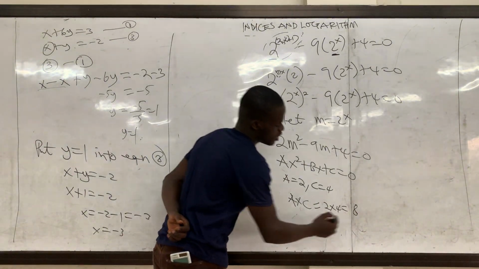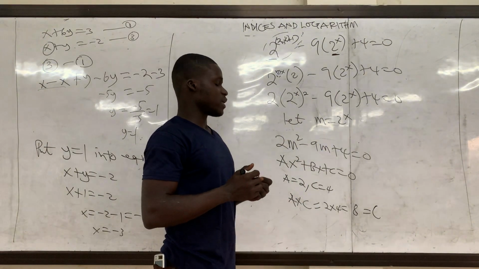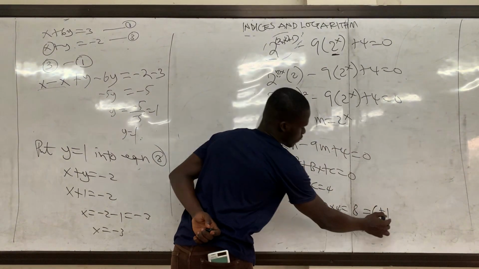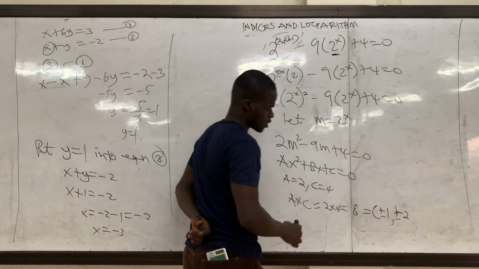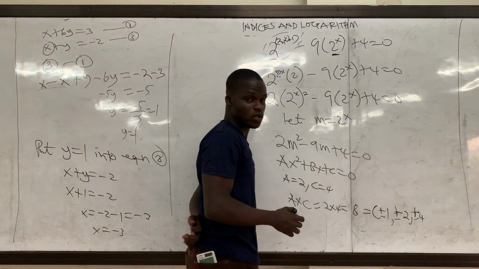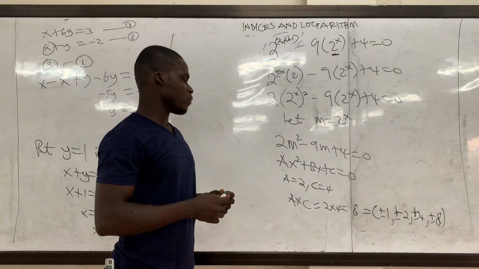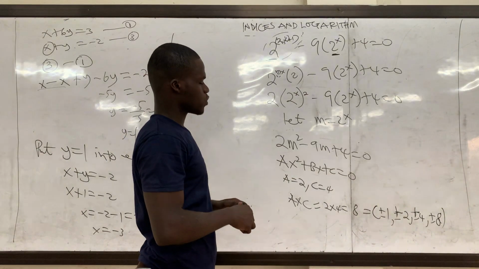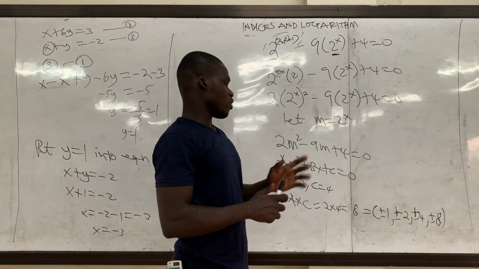Now we tend to find the positive and negative factors of 8. That's plus or minus 1 is a factor of 8, plus or minus 2 is another factor of 8, plus or minus 4, that's another factor of 8, and 8 itself is a factor of itself. So there are 4 factors, or we can say 8, when we consider the positive and negative factors. What we are going to do is that from these factors we have, we will consider 2 of them.